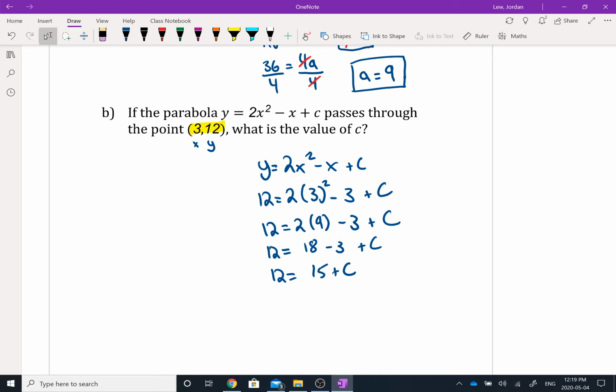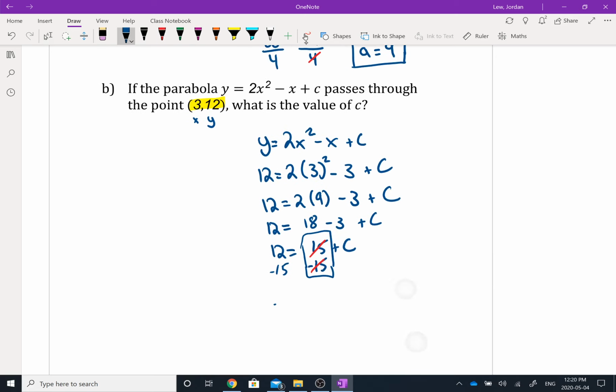And now I've done all the simplifying I can. Now I need to start working on canceling things out. So I'm going to get rid of the 15 by minusing 15, doing the opposite. I have to minus 15 from the other side. One side cancels out. I have negative 3 equals c, and this is my final answer. So I get a value for c that is equal to negative 3. So therefore, y equals 2x squared minus x minus 3. And again, if I wanted to, I could just say, and therefore the value of c, or c equals negative 3.